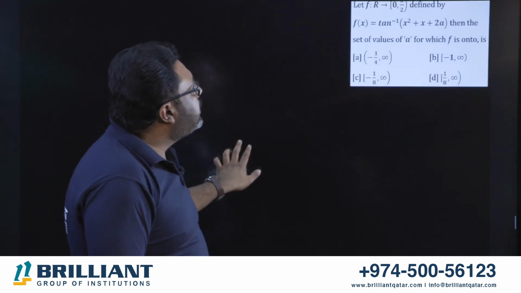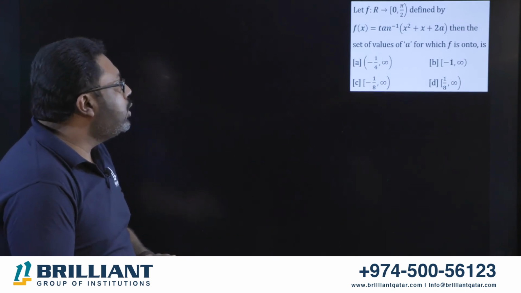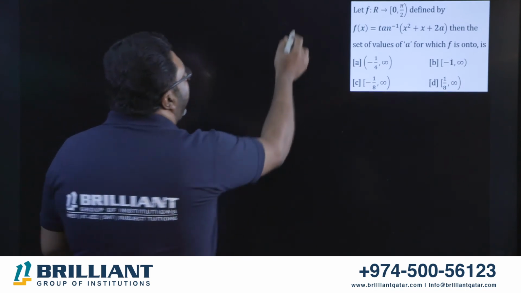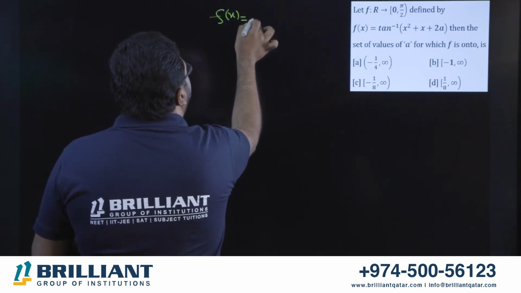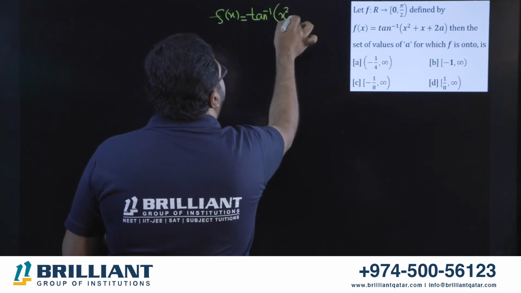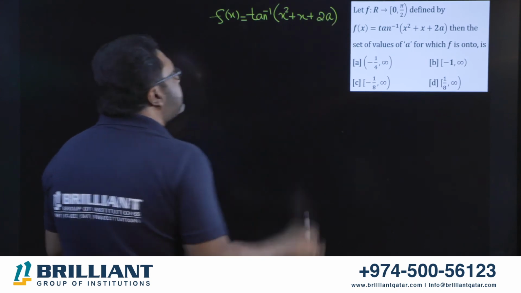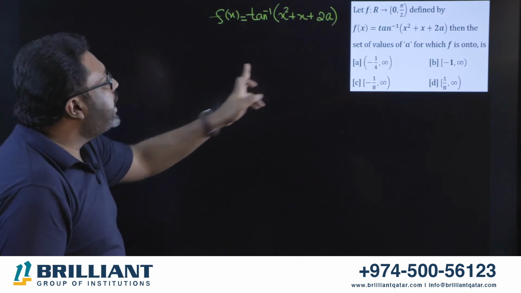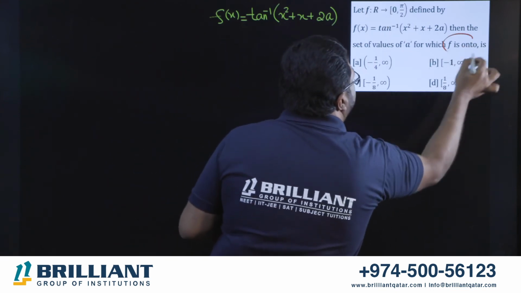Okay, next question. F is a function from R to 0 to pi by 2 defined by f of x is equal to tan inverse of x squared plus x plus 2a. Okay, tan inverse. Then what is the values of a, for which f is onto.